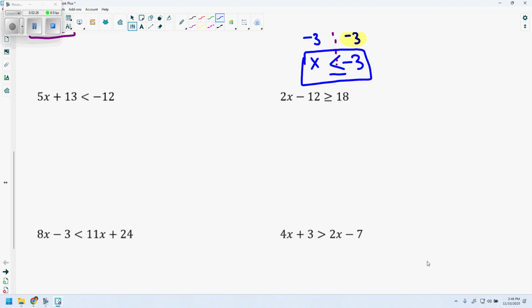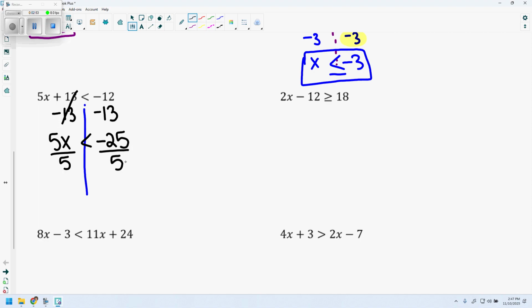Okay, on this one, I'm going to draw my line. So first thing, I'm going to move my constant, so subtract the 13 on both sides. So I get 5x is less than negative 25. Now 5 times x, I'm going to divide by 5. I do not have to flip my inequality sign because the 5 was not negative. So we get x is less than negative 5. Because negative 25 divided by 5 is negative 5.